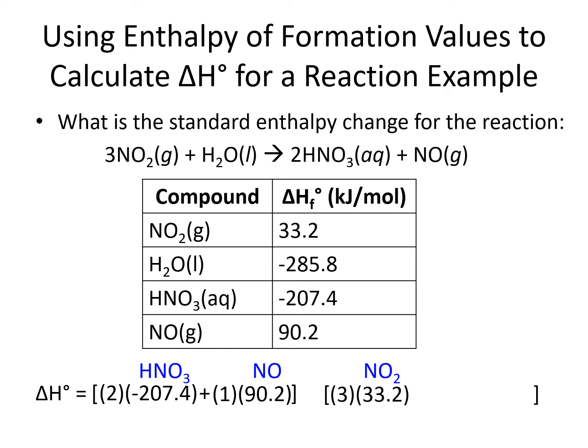We multiply those together. The last substance is the water. It has a coefficient of 1 in the equation and a delta HF value of negative 285.8. We multiply those together. We add the resulting values for the NO2 and the H2O. Finally, we do products minus reactants, things on the right side of the reaction minus the things on the left side. We can do the whole calculation in our calculator all at once, as long as we are very, very careful about parentheses. We come out with negative 138.4 kilojoules per mole.